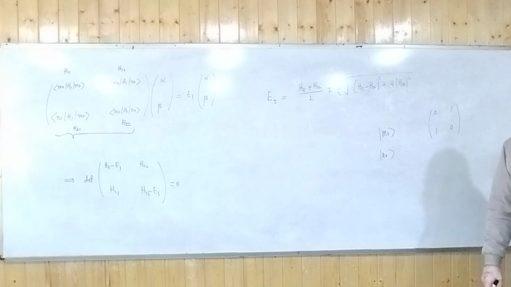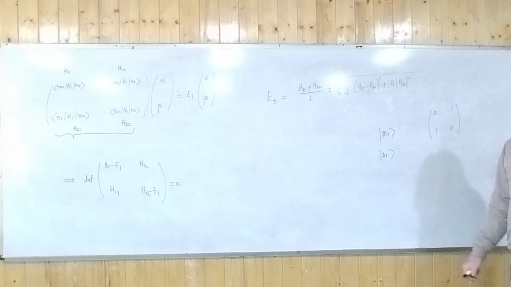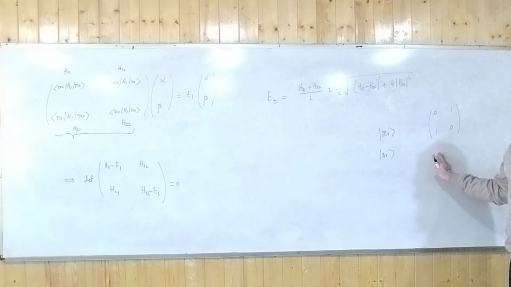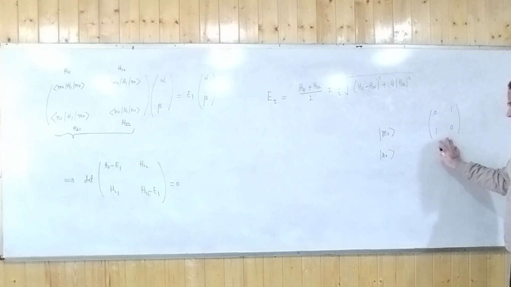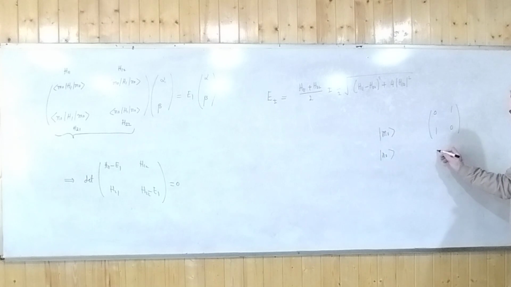It's a well-known matrix, the Pauli spin matrix, sigma x component. So how do you diagonalize it? What are the vectors which will give the diagonal? So it is the linear combination of vectors.